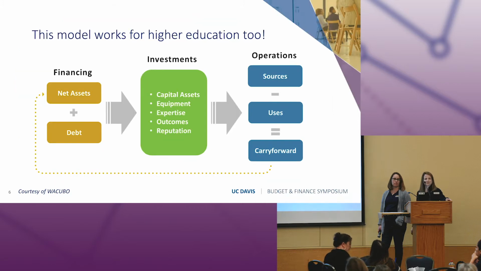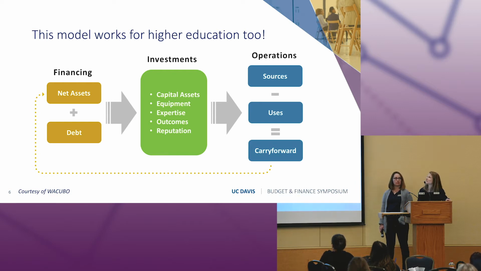So this model, just kind of taking the business example and putting it into something that's the same for the university. It's the same concept, it's just different terminology. We use sources and uses instead of revenue and expenses, net assets instead of owner's stake or equity. But all the different components are very similar to operating a business. They just have a little bit different functionality related to them.